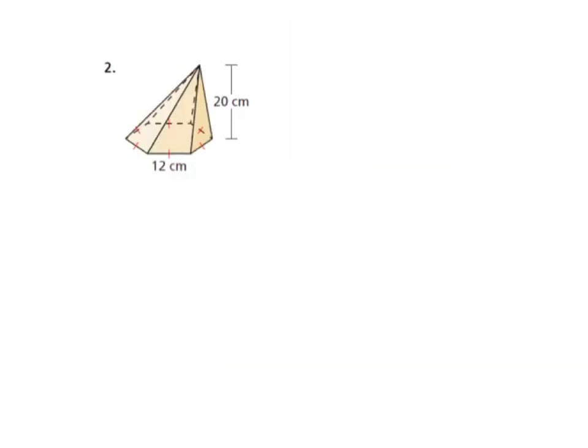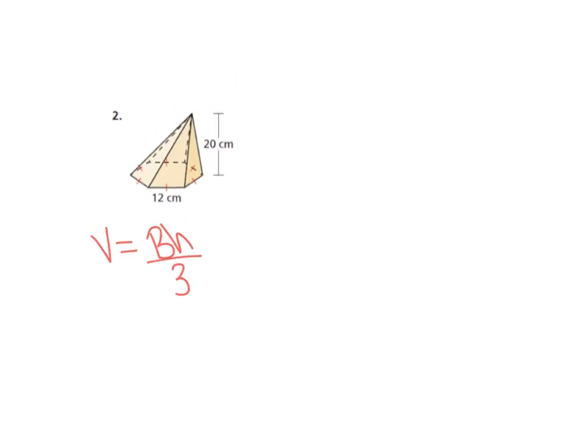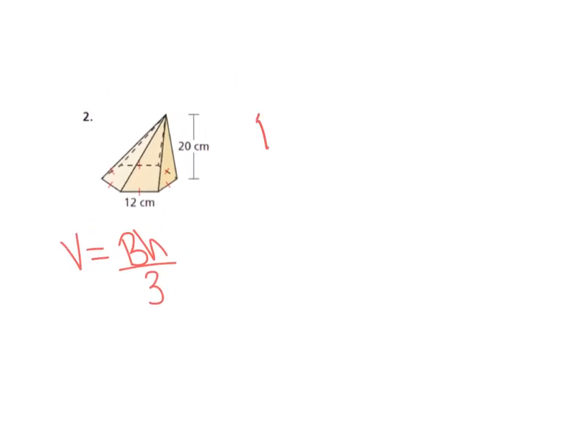All right, moving on. This one, it looks like the pyramid is slanted, but the height of the pyramid is still 20. So there's nothing that we need to worry about with this, other than we need to say, what is the shape of my base? I'm going to write my formula. Volume equals the area of the base times the height divided by 3. In this case, I'm going to come over here because I need a little more room. My base is a hexagon.